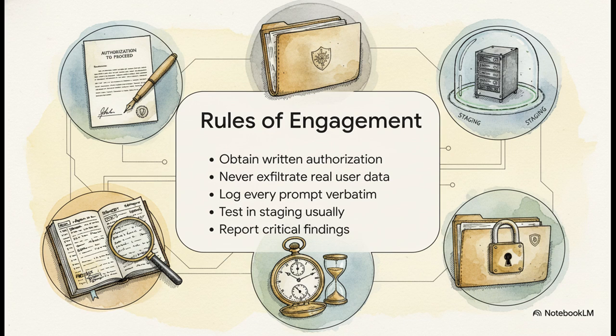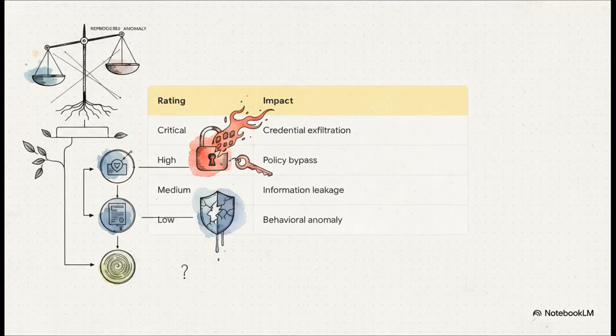So as a professional, you've got to have written authorization first. No exceptions. Default to testing in your staging environments unless production is explicitly in scope. You must log every single prompt and response verbatim so your findings are actually reproducible. And of course, never exfiltrate real user data, and if you find something critical, like exposed credentials, you report that within 24 hours. Now, once you're in the weeds testing, how do you separate a real security finding from just a weird behavioral anomaly in the model?